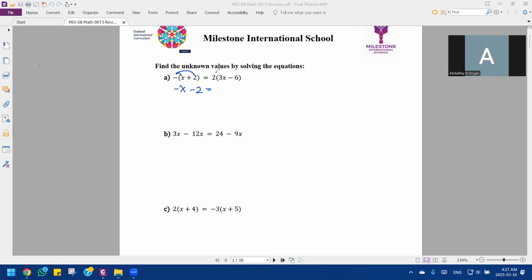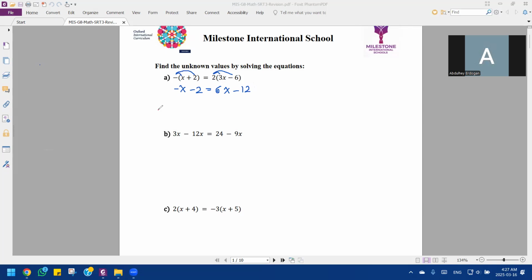This is equal to, now we do the same thing. We multiply to expand the bracket. 2 times the 3x is 6x. 2 times minus 6 is minus 12. Okay, while I'm solving the first one, I will put the arrows, but then next I will continue normally.